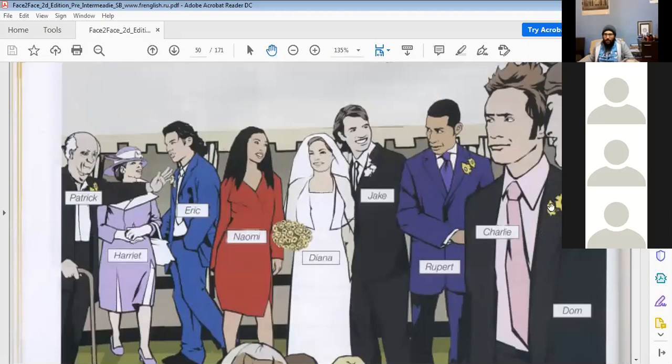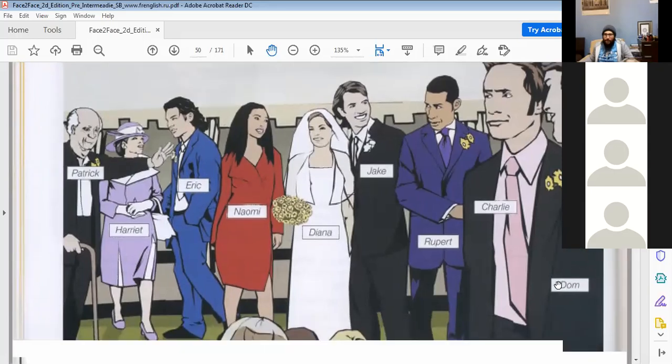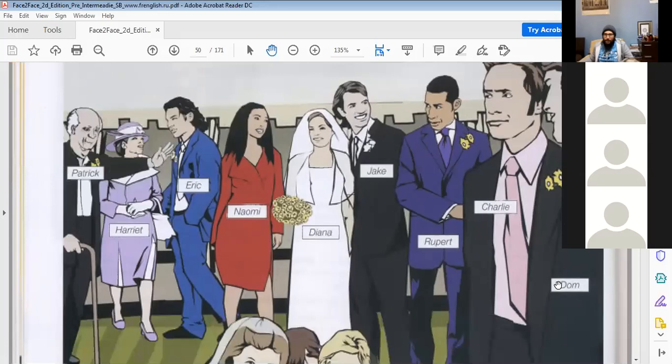Who do you think is Jake's best friend? Eric. Robert. Eric, Rupert, Charlie? I think Rupert. Okay, those who think it's Rupert, why do you think it's Rupert? Why not Charlie or Eric? Because maybe he looks at Rupert and he's happy. Maybe. Yeah, because maybe he's looking at Rupert now.